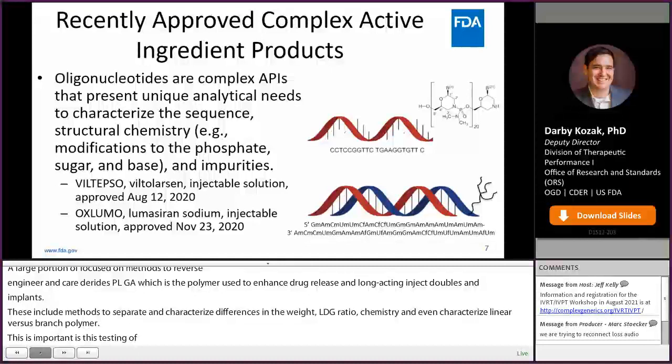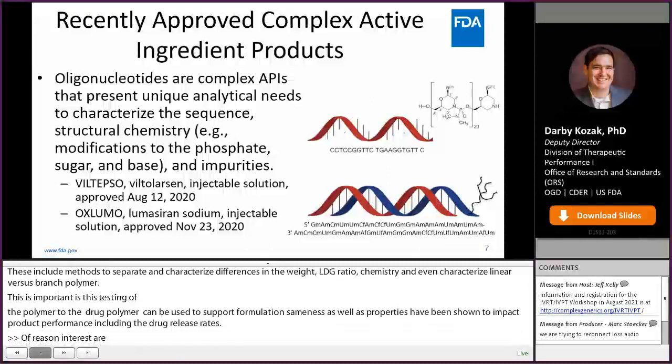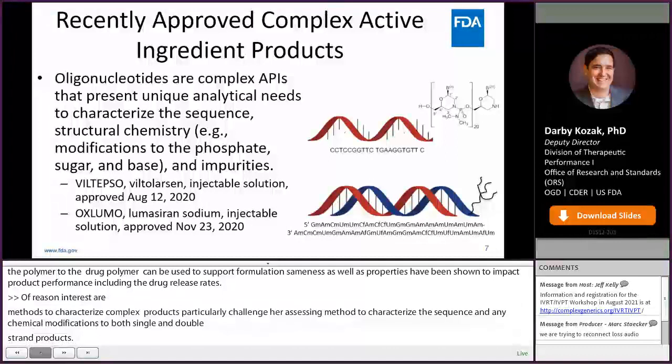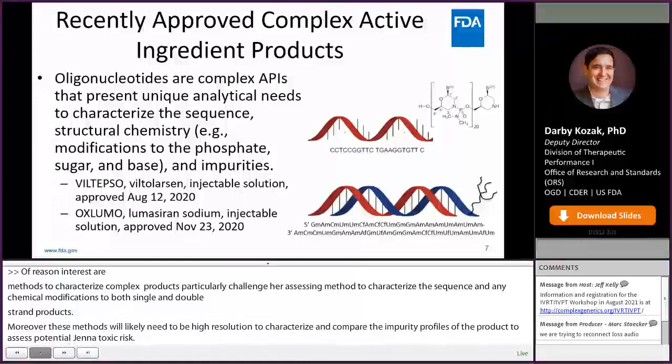Of recent interest are analytical methods to characterize complex oligonucleotide products. Particularly challenging are developing and assessing methods that can characterize the oligo sequence and any chemical modifications to both single and double-stranded oligo products. Moreover, these methods will likely need to be very high resolution to characterize and compare the impurity profiles of the proposed generic and RLD product to assess potential genotoxic risks. 2 recent oligo products approved include vutrisiran and lumasiran, a single and double-stranded nucleotide with chemical modifications to the backbone, end-group, and even base pairs.